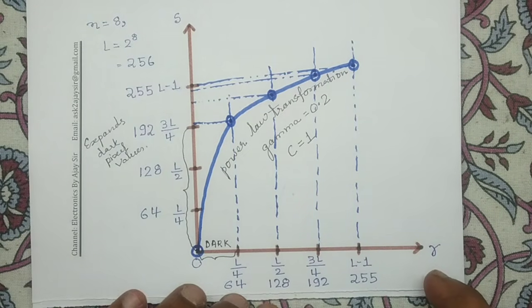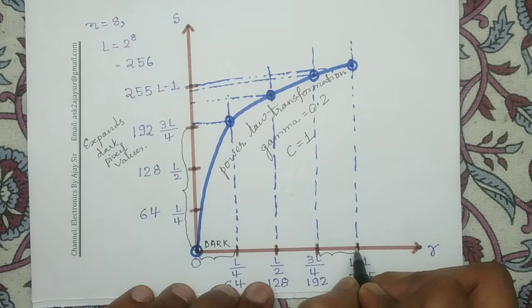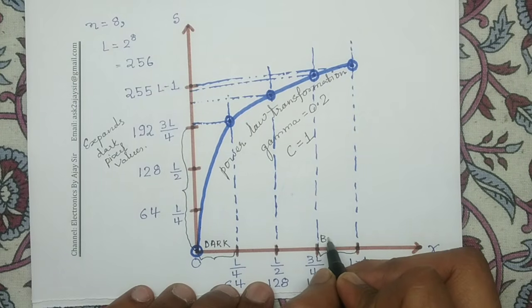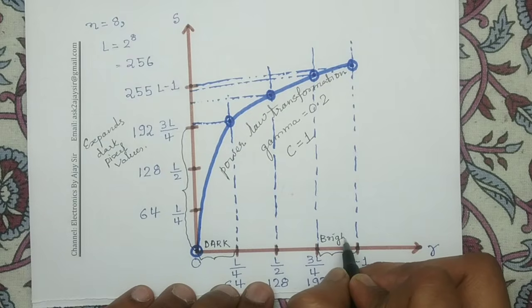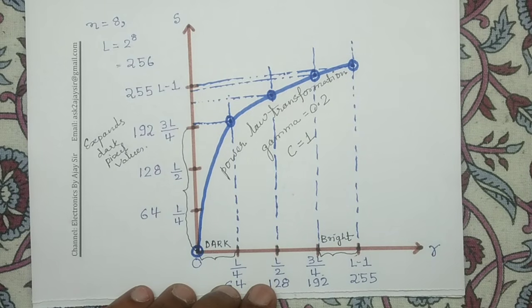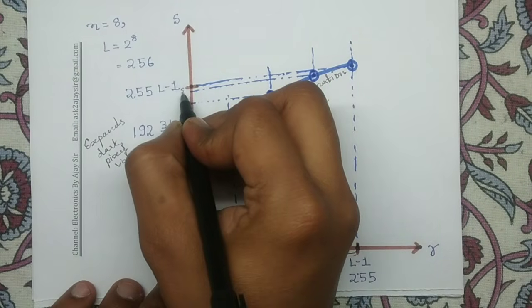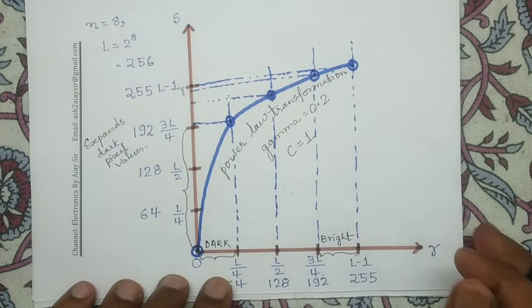On the other hand, look at this bright side. The input intensity varies from 192 to 255. The difference here is 63, but in the output side, the difference is very small.